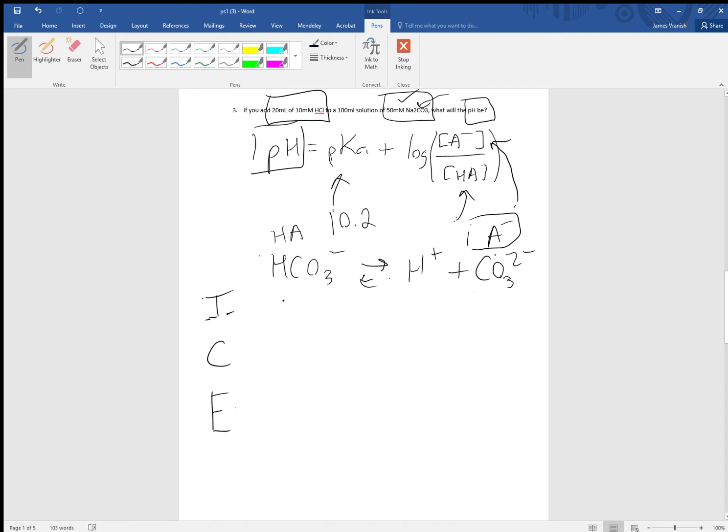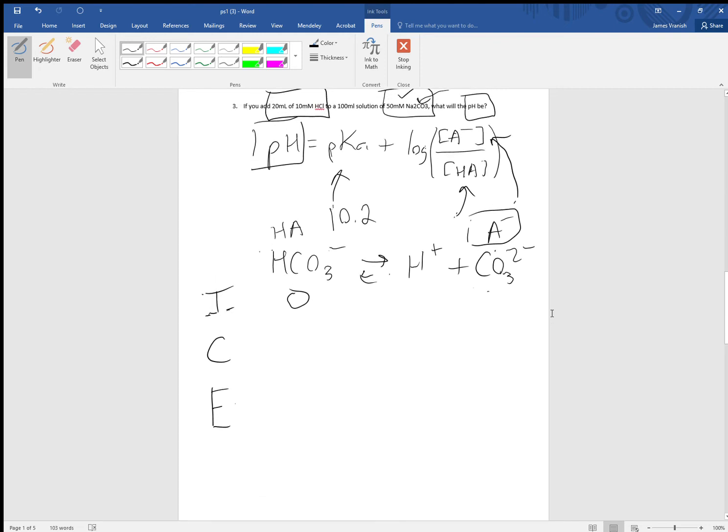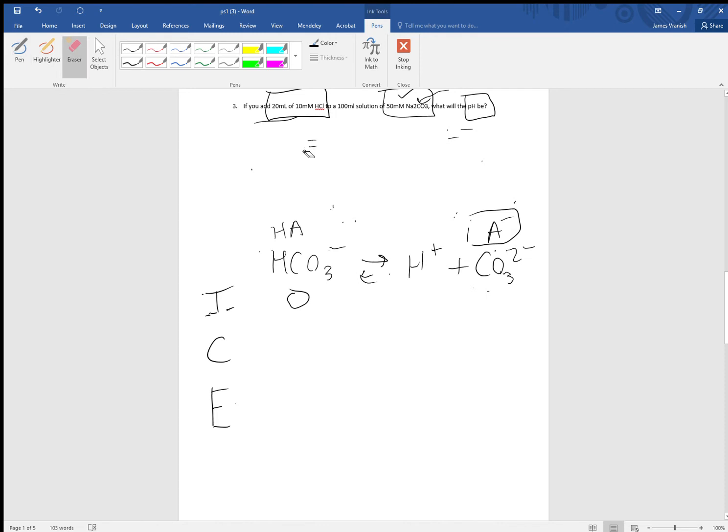So initially, we don't have any bicarbonate, and we only have carbonate. When making an ice table like this, I find it's very helpful often to not use molarity, but to use moles. Putting moles into the equation, I think, very often helps people out. So the question is, how many moles of carbonate do we have? Well, we have 100 milliliters. I'm going to change everything to liters because it's going to help out our calculations.